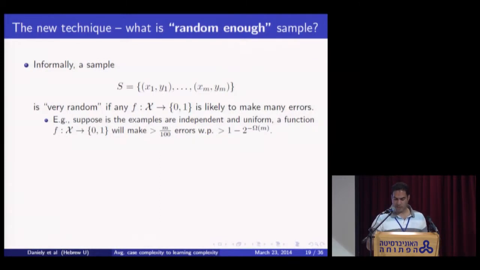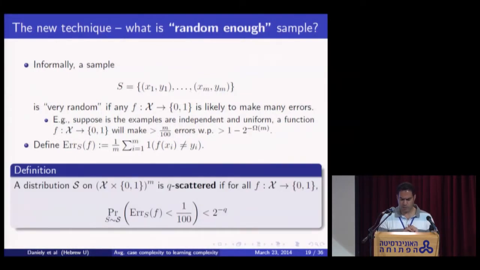So we'll try to formulate this property. We'll define the error of function f with respect to a fixed sample s as the average number of mistakes f does on this sample. And here comes the definition.